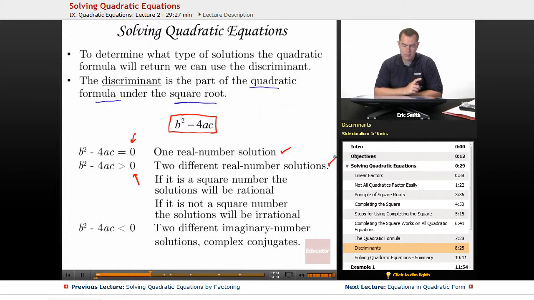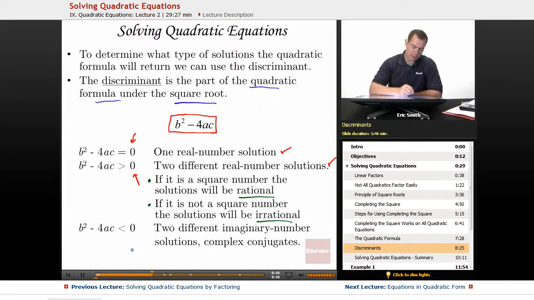Now this one's kind of special because you can take it a little bit farther. If that number is not only positive, but it's also a square number, your solutions will be rational. If it's not a square number, then it will be irrational.